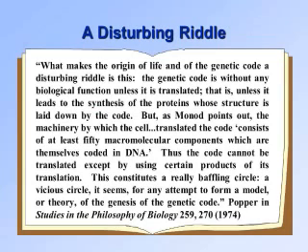So, Karl Popper says in Studies on the Philosophy of Biology, what makes the origin of life in the genetic code a disturbing riddle is this: the genetic code is without any biological function unless it is translated. That is, unless it leads to the synthesis of proteins whose structure is laid down by the code. But as Monod points out, the machinery by which the cell translated the code consists of at least 50 macromolecular components, otherwise known, class, as proteins, which are themselves coded in the DNA. Thus, the code cannot be translated except by using certain products of its translation. This constitutes a really baffling circle, a vicious circle, it seems, for any attempt to form a model or theory of the genesis of the genetic code. I say, amen.